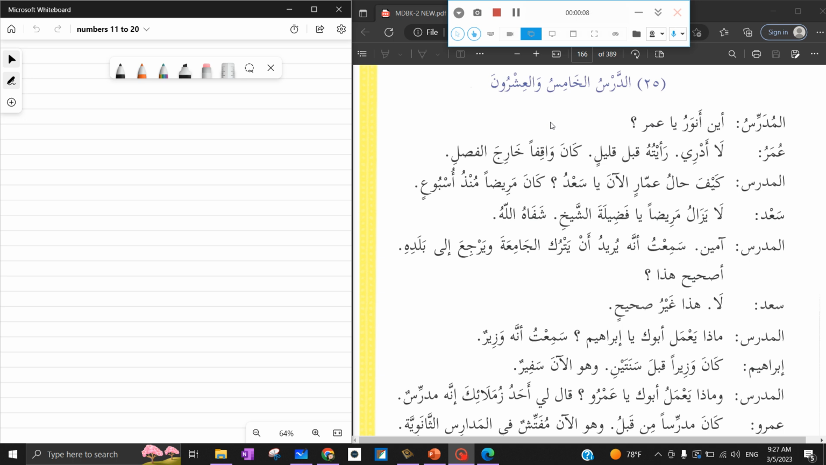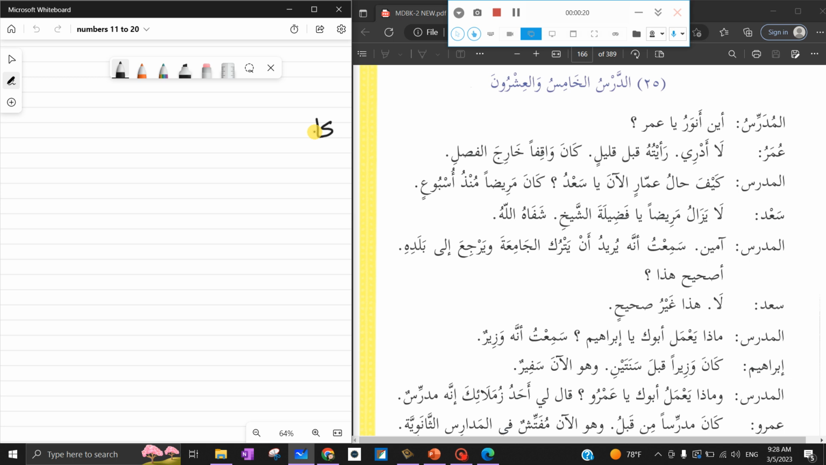Welcome, my friends. This is the 25th lesson from Madina Book 2. In this lesson, we will do some rules of kana, the kana rules, and sisters of kana, that is ma zala. Ma zala is for the past, and la yazalu. Actually, yazalu is the present tense of zala. If you remove this, zala is a verb, and its present tense is yazalu. So la yazalu is used for present.